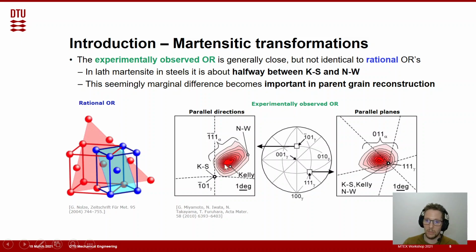But especially if you look at the parallel directions, we can see that we have Kurdjumov-Sachs right here, and Nishiyama-Wassermann around here, and that we have the experimental 1-1-1 martensite orientation somewhere in between those two, actually very close to something called the Greninger-Troiano orientation relationship, which is not really a rational one. Between Nishiyama-Wassermann and Kurdjumov-Sachs, we have a couple of degrees, I think it's 5.5, and experimentally we are somewhere in between those two. And this becomes quite important later on for the parent grain reconstruction, as I will show.